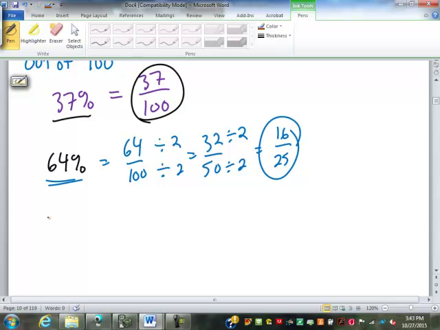So how about 35%? What's that going to become? 35 out of 100. Good. Are we going to leave it there? No, that can be reduced by 5 to give us 7 over 20. Perfect.